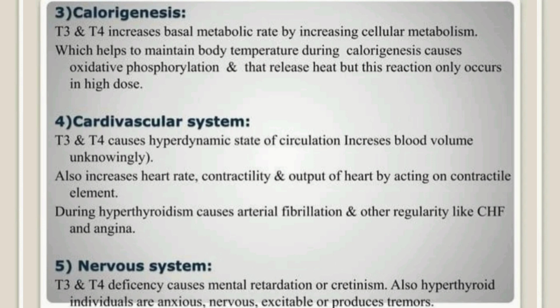Calorigenesis: T3 and T4 increase the basal metabolic rate by increasing cellular metabolism, which is responsible for maintaining body temperature. During calorigenesis, oxidative phosphorylation increases the heat, but this reaction only occurs at high dose. Then on the cardiovascular system, T3 and T4 cause a hyperdynamic state of circulation, which increases blood volume, and it also increases heart rate, contractility, and output of the heart by acting on the contractile element.